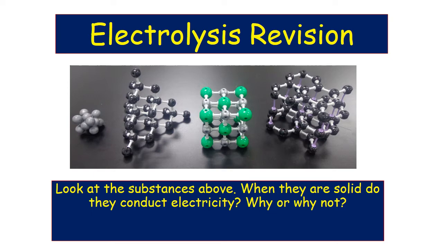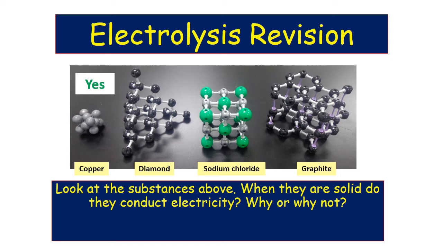So let's identify them first. So first we have copper, or you could just have said a metal would have been fine. Diamond, sodium chloride and graphite. Now, do they conduct electricity? So you want to be thinking about what electricity is. So that is the flow of charge. So you need to think which ones have a charged particle, whether that's an ion or an electron, available to carry the charge when they are solid.